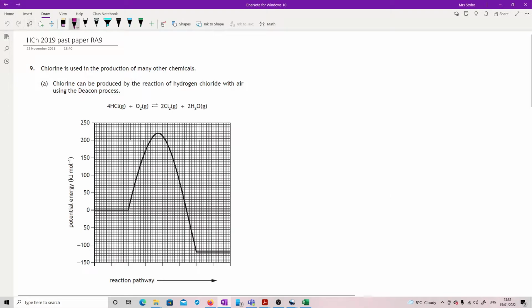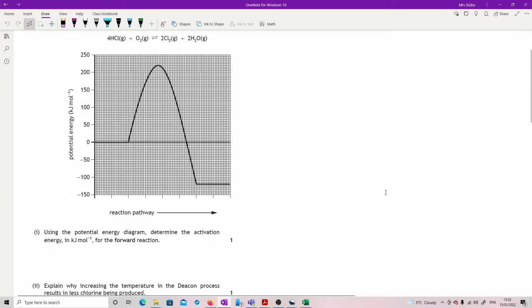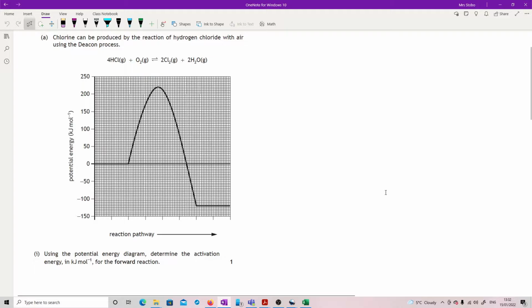Okay, question 9 of the 2019 paper. Chlorine is used in the production of many other chemicals. Chlorine can be produced by the reaction of hydrogen chloride with air using the Deacon process, and we have a nice little reaction pathway diagram, and an equation. Using the potential energy diagram, determine the activation energy in kilojoules per mole for the forward reaction.